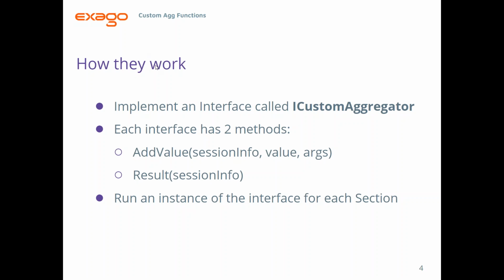Okay, so how does a custom aggregate function work? So the custom function, you give it the inputs, you get an array of arguments and the session info object, and you can manipulate that however you want, and then you return a value.